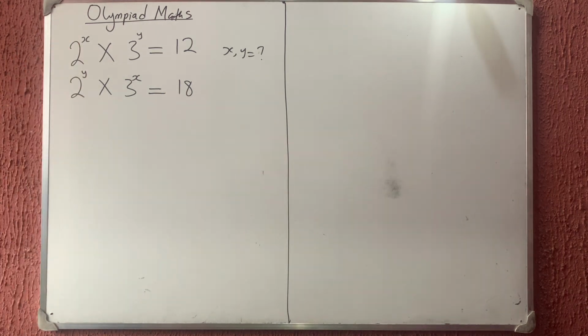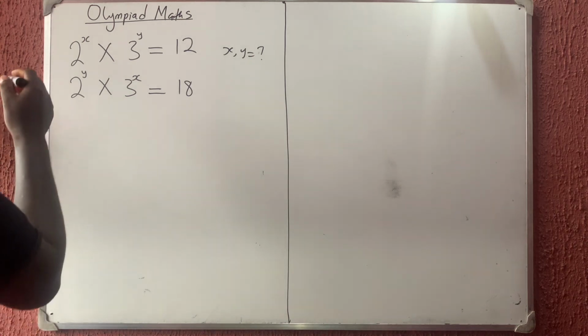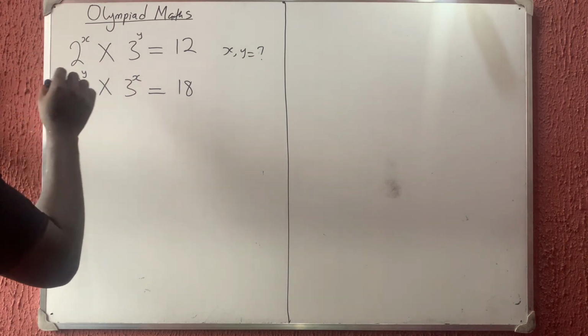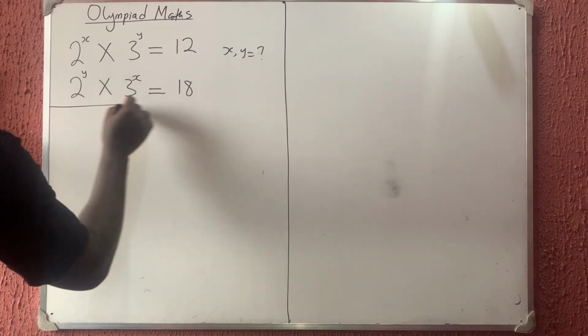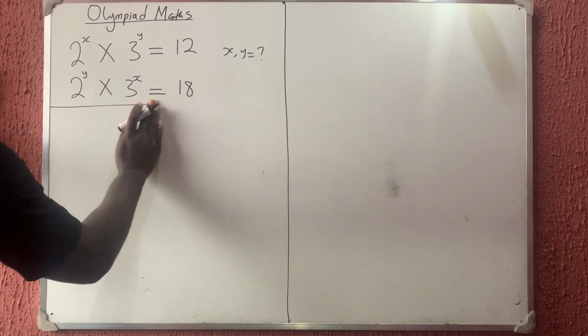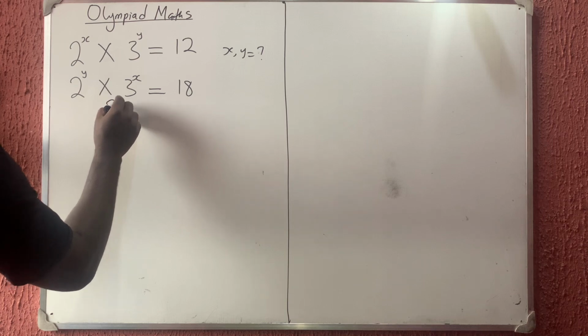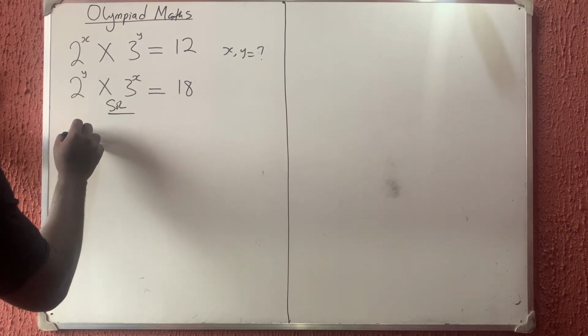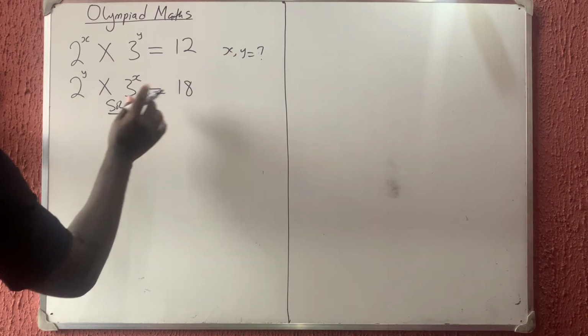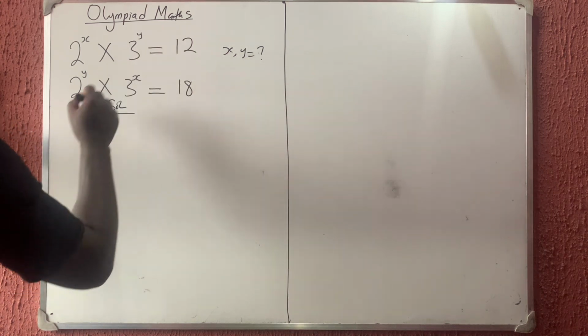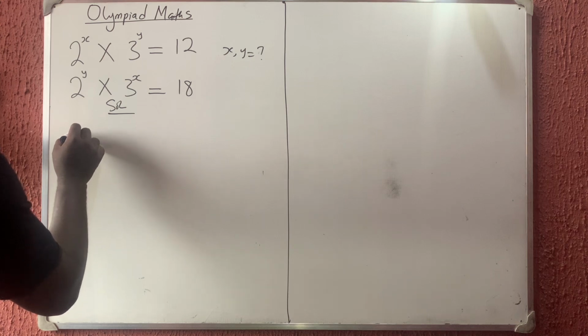To solve this is very simple. We just apply the laws of indices. Now, the first one, let's call this equation 1 and 2. So, solution. Let me call this one equation 1 and this equation 2. Let me write this first.